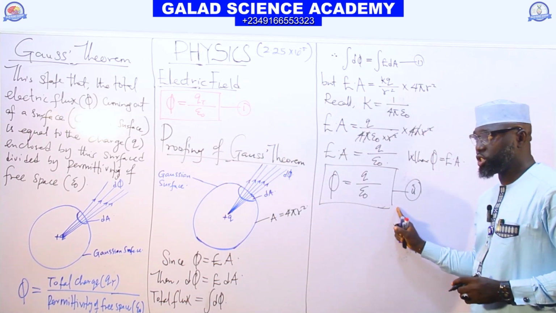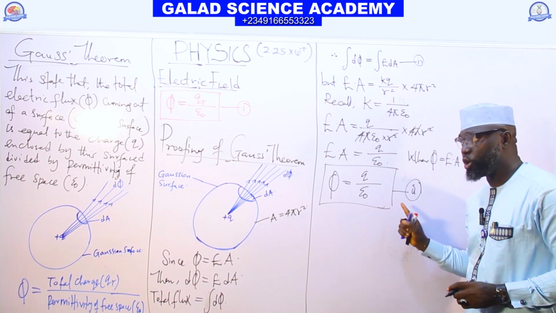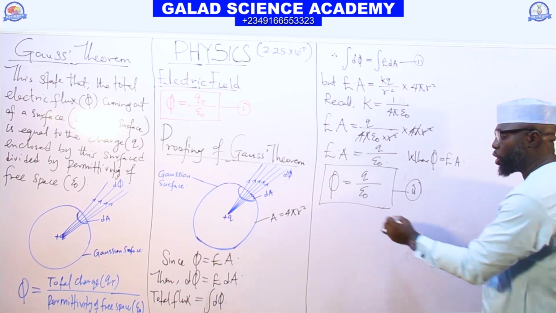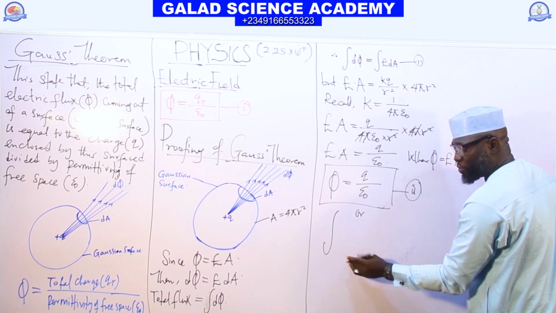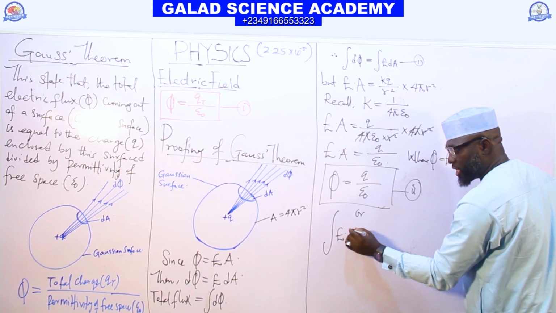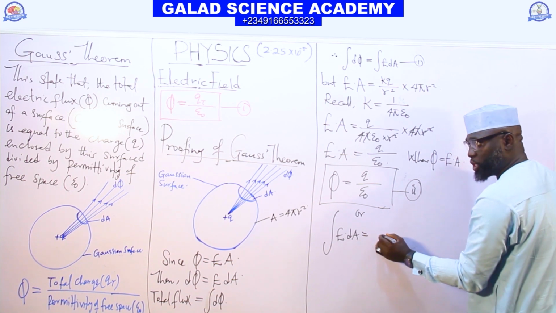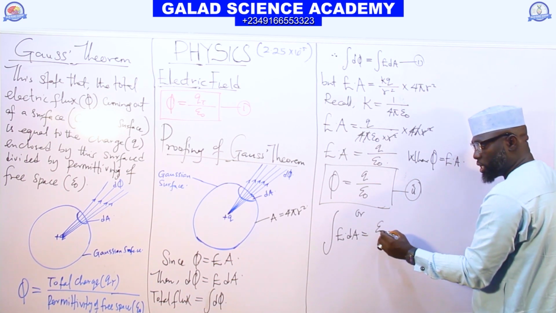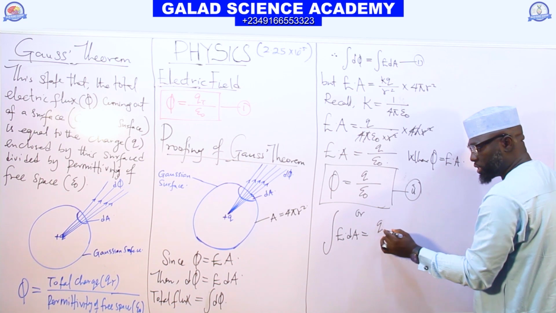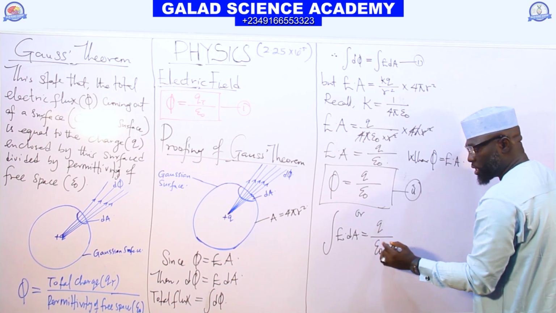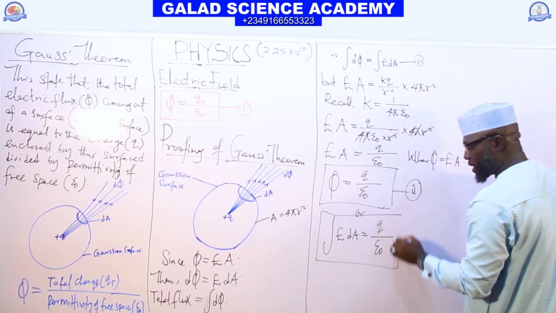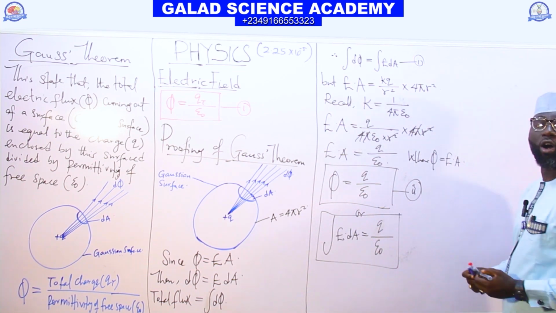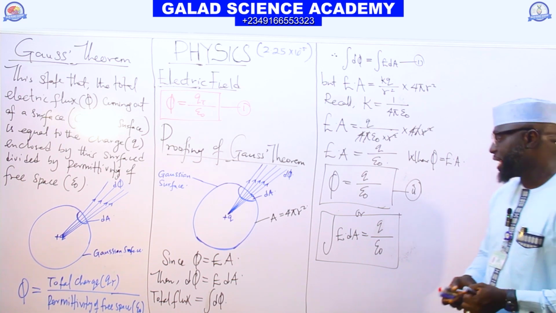Gauss theorem. If you have to put the Gauss theorem, you can prove it in this form, or you can also add it in this way: the integral of E dA should be equal to the charge Q over epsilon naught. This is another way of expressing the Gauss theorem.